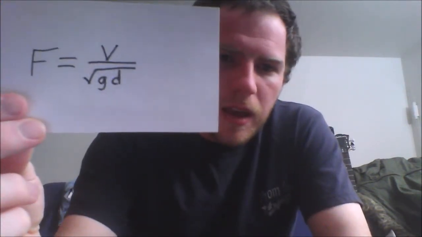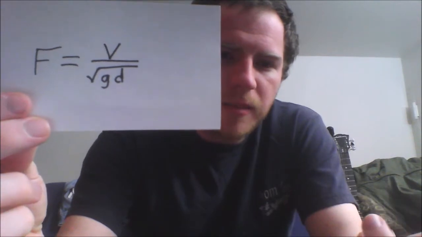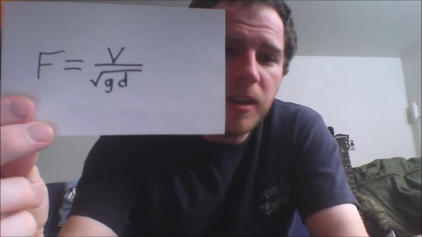I'll start out talking about Froude's number. In simplest terms, Froude's number is basically a measure of how tranquil or rapid a stream is flowing. More rigorously stated, it's a dimensionless ratio of inertial forces to gravitational forces. And it can be calculated using the formula F equals V divided by the square root of G times D.